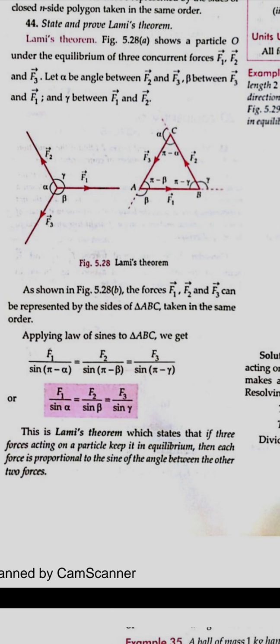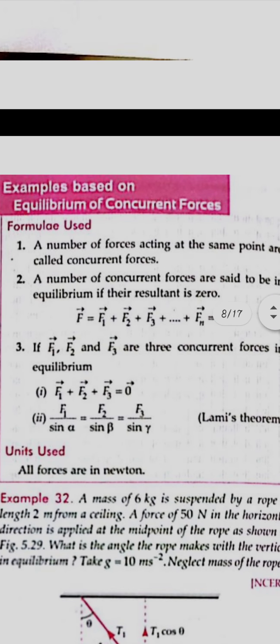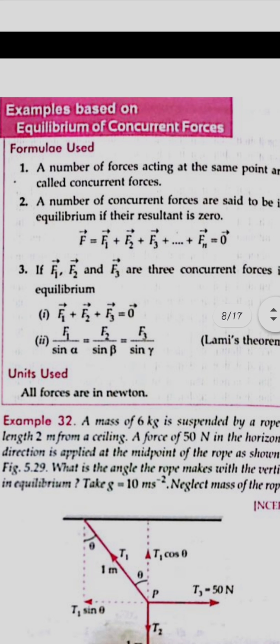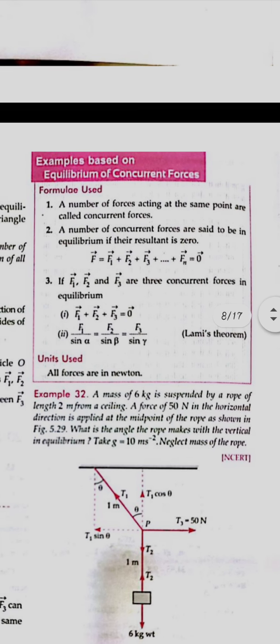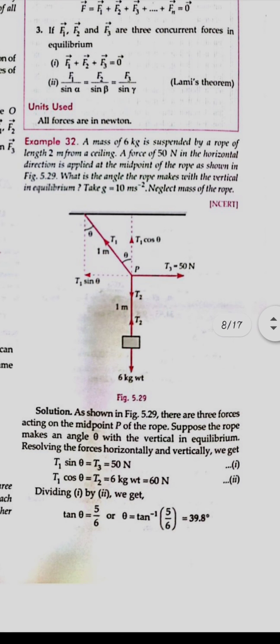This is named Lamy's theorem, which states that if the forces acting on a particle are in equilibrium, then each force is proportional to the sine of the angle between the two other forces. These are the formulas used in this theorem, for three concurrent forces. If balanced forces are acting on it, then the net force, or the sum of all the forces, should be 0. That is, the resultant force should be 0, and then only is the body in the equilibrium position.